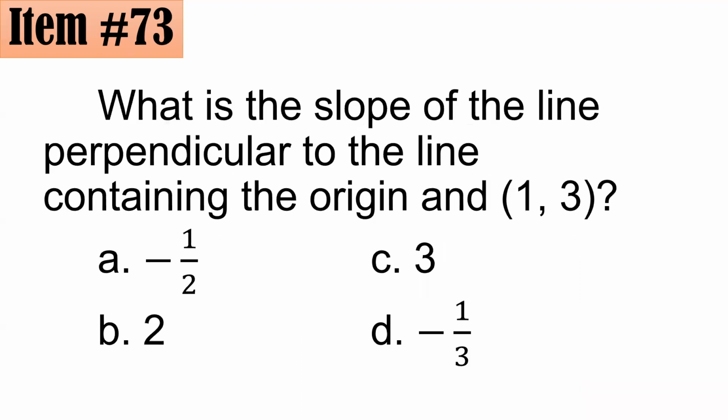73. What is the slope of the line perpendicular to the line containing the origin and (1, 3)? Is it A, negative 1/2, B, 2, C, 3, or D, negative 1/3? Please comment. Okay, we see negative 1/3.